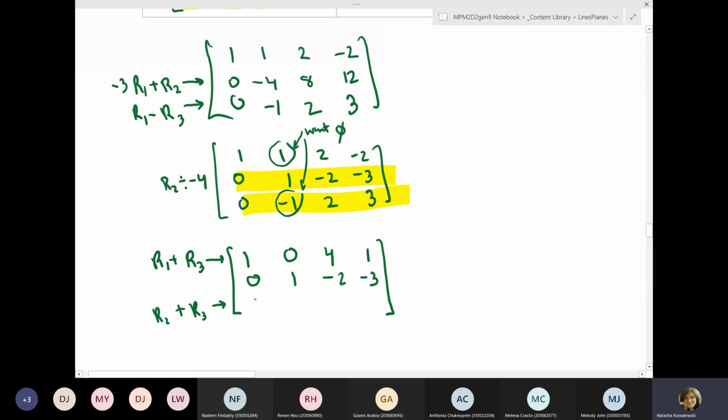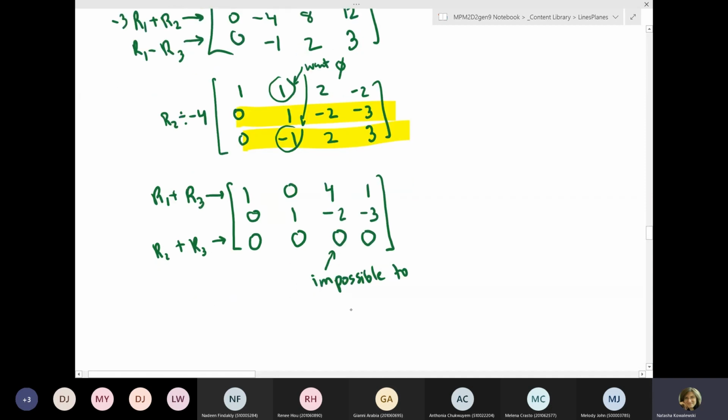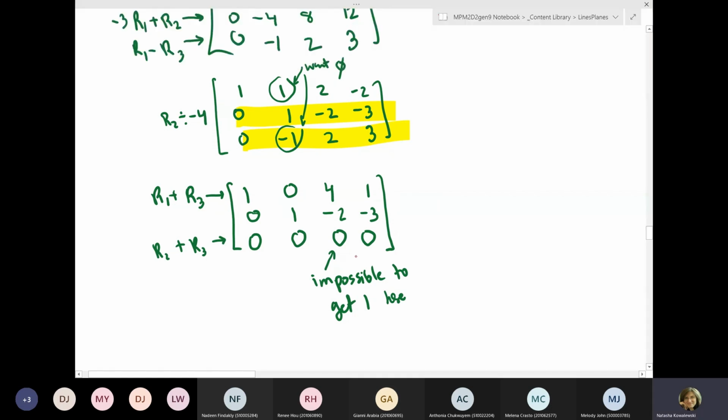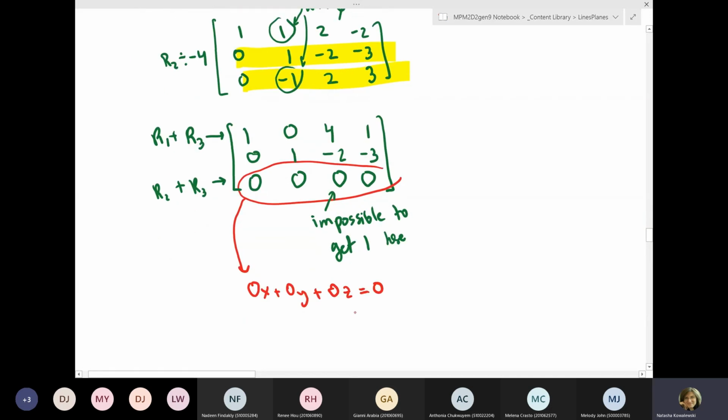Okay, so 0 plus 0 is 0. -1 plus 1 is 0. And then 0 and then 0. Oh, it's now impossible to get an identity matrix again. Impossible to get 1 here. So we need to talk about what that means. This row is actually saying 0 x's plus 0 y's plus 0 z's is equal to 0, which is 0 equal to 0, a true statement, which means infinitely many solutions.